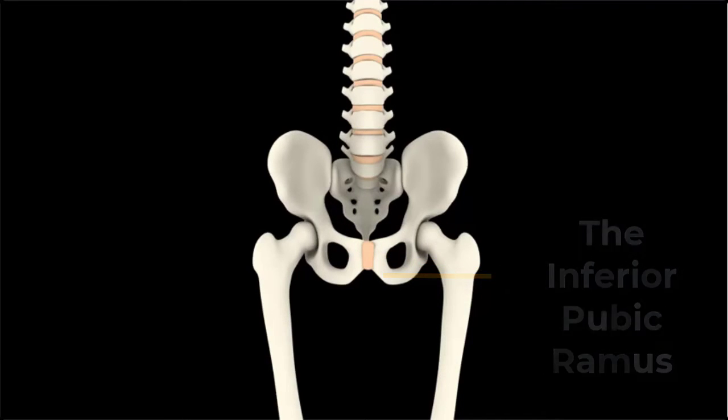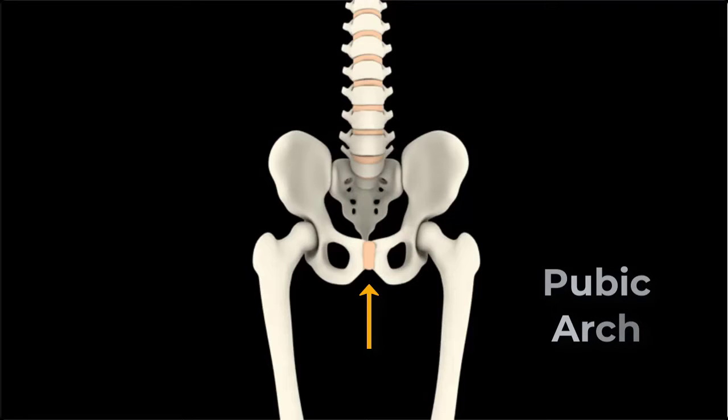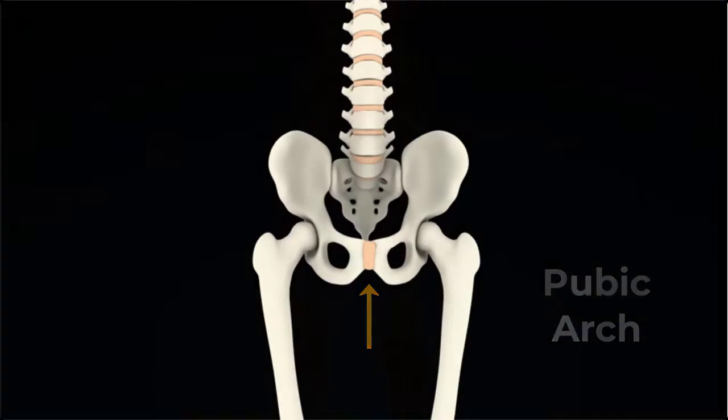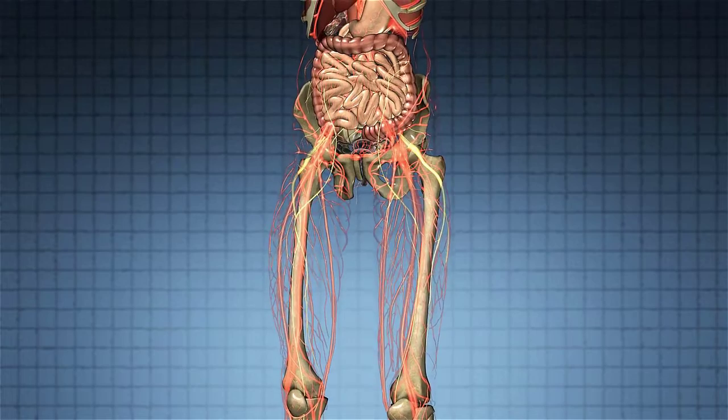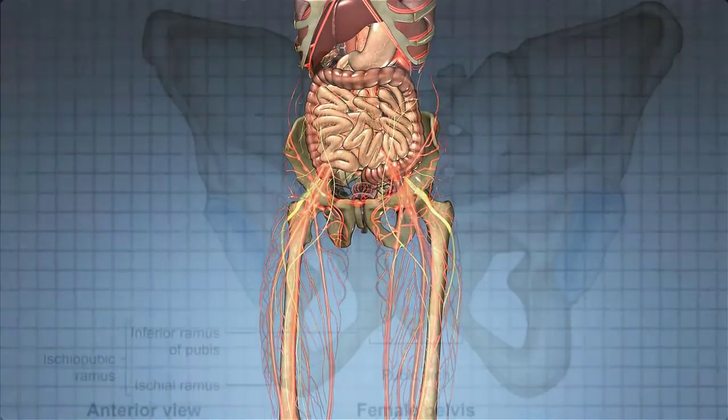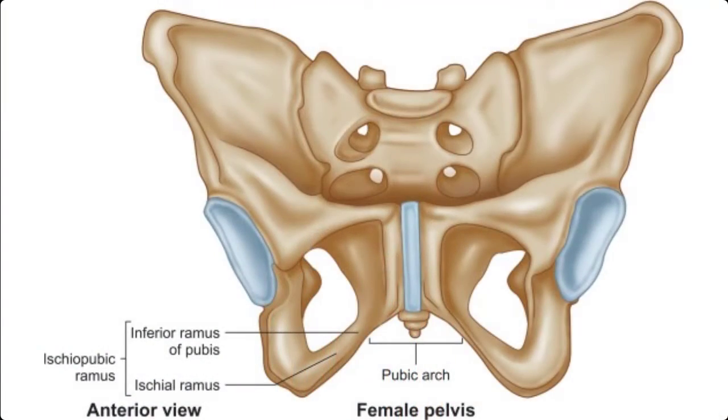The pubic arch is the bony structure formed by the pubic symphysis and the bodies and inferior pubic ramus of the adjacent pubic bones. The inferior pubic ramus extends downward to join the ischial ramus. Together, these form a single ischiopubic ramus, which extends from the pubic body to the ischial tuberosity.